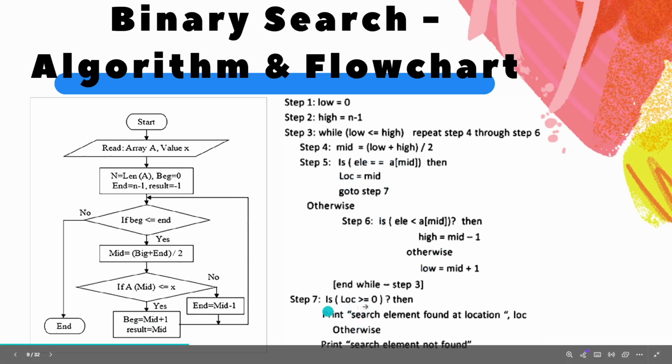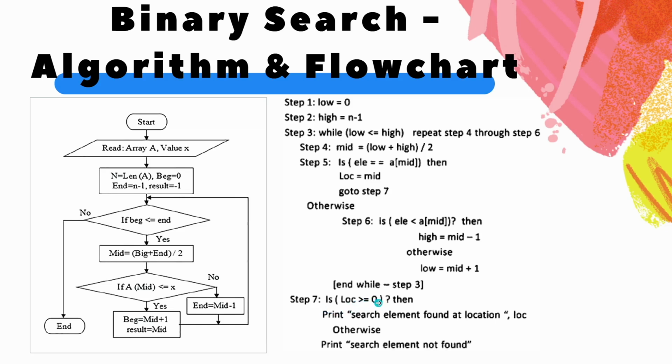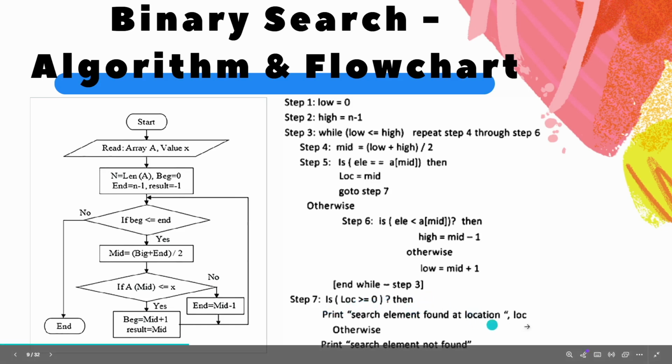Here at step 7, what we do is, if the location is greater than or equal to 0, it means we have found the element at that particular location. Otherwise, the target element is nowhere present in the array, and so we report that the element is not found in this array.